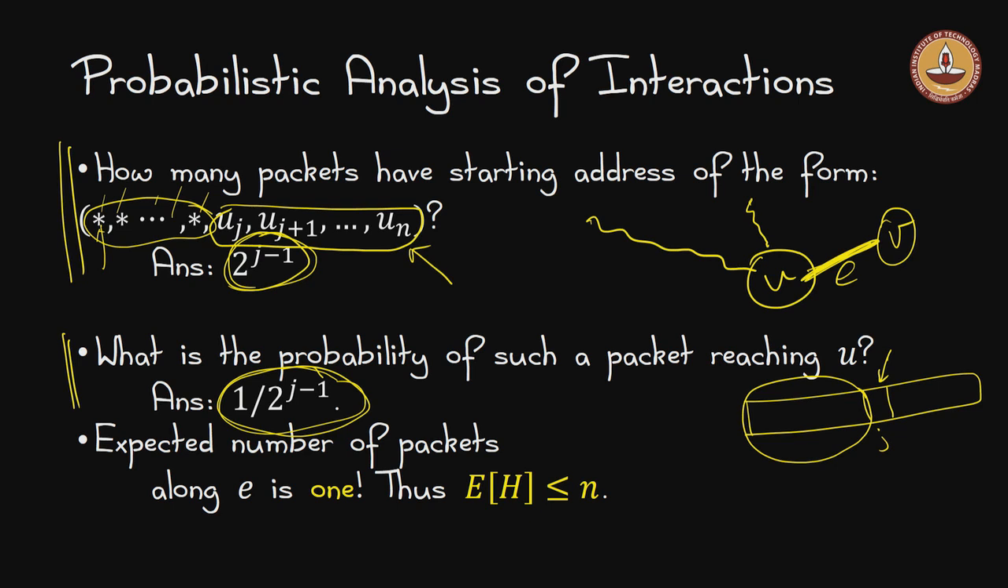Okay. So, now if you look at edge E, that is 1 out of at most n edges in the path P. So, what is the expectation of the number of other packets that interact with that path P? That will be at most n, because you are adding that over all the edges.